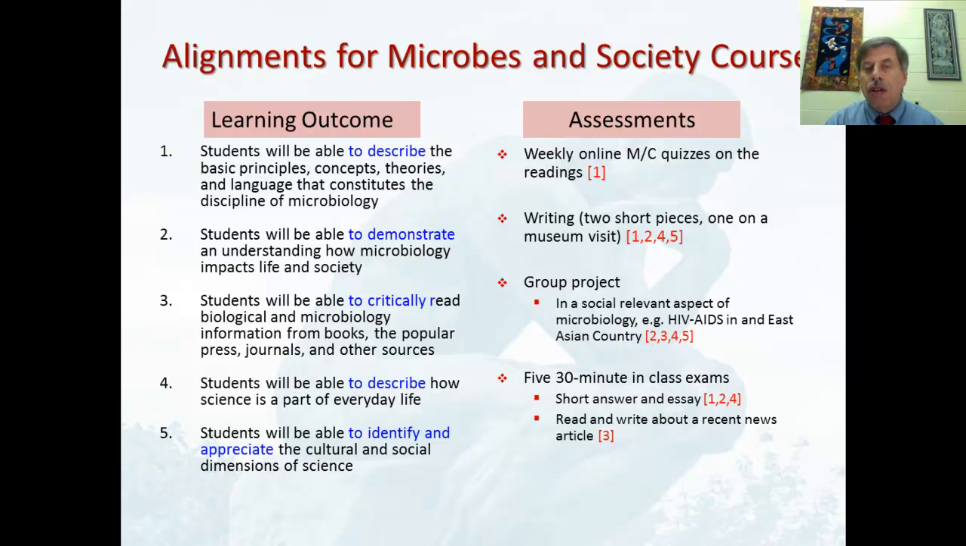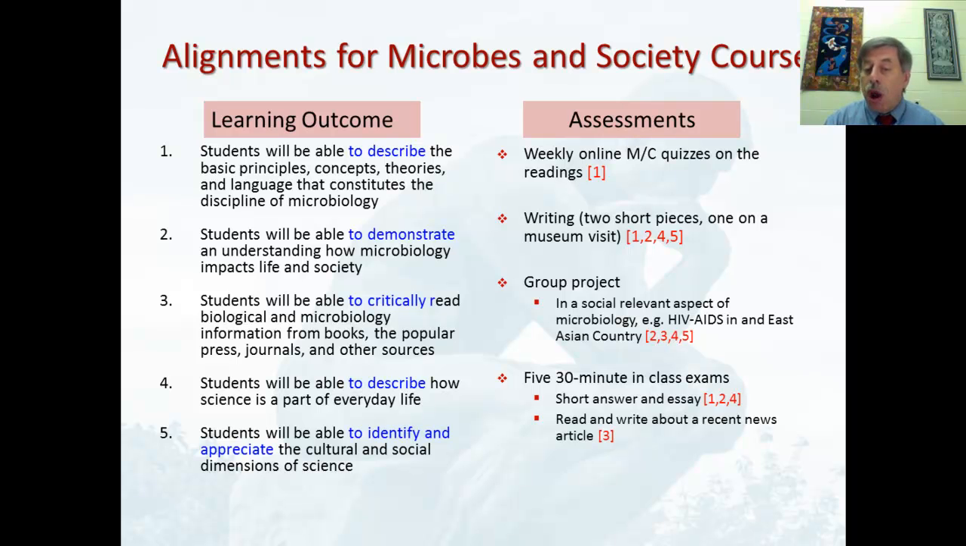So how do I align my assessments or my evidence? How would I know they accomplished these? Well, on the other side, you'll see the types of assessments I use in this course. So there are weekly quizzes, and that really looks at learning outcome 1. They have to write 2 short pieces, one including a visit to a local museum in Washington, D.C. Because this is a writing exercise, you notice it covers many different learning outcomes, 1, 2, 4, and 5.